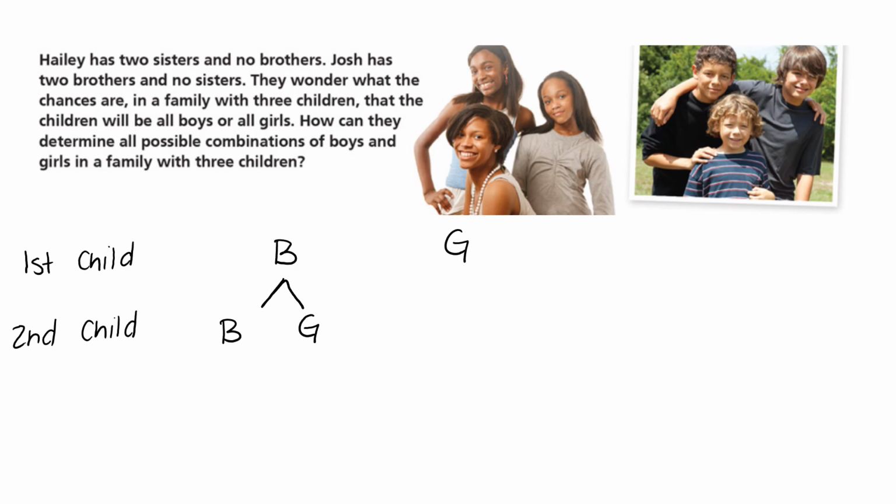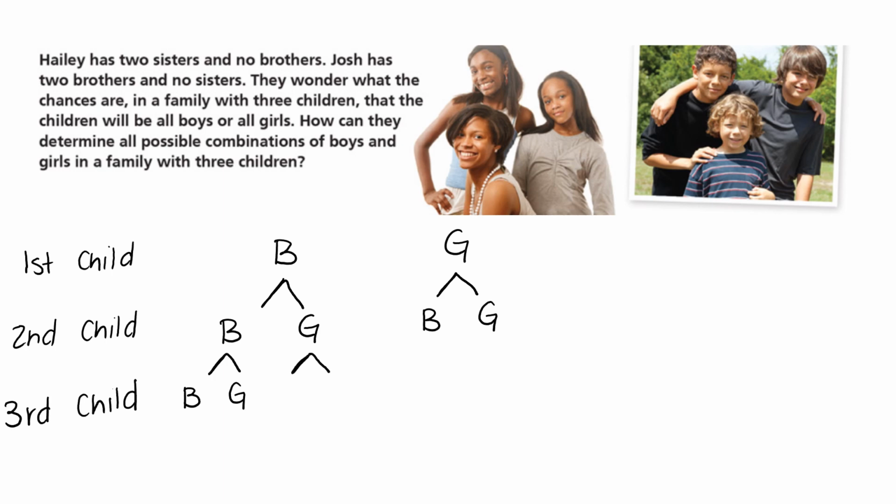Same thing with the other tree. It could go a boy or a girl. So it could go girl, boy, or girl, girl, reading the tree. We solve it again for the third child in the family. So we break it down a third time, boy and girl, meaning they could have 3 boys, or they could have 2 boys and then 1 girl.